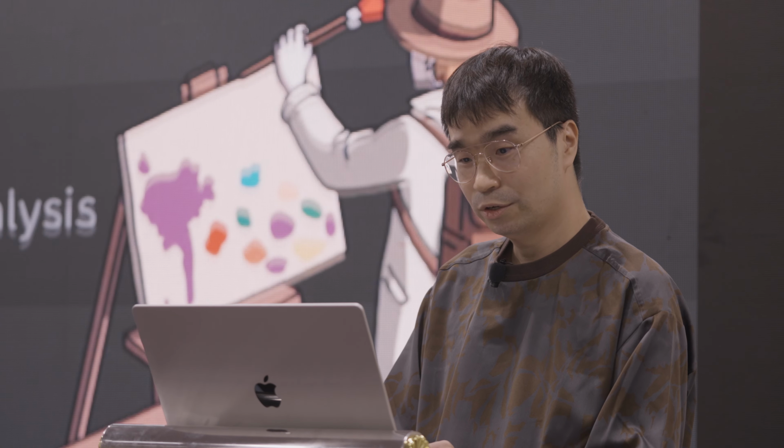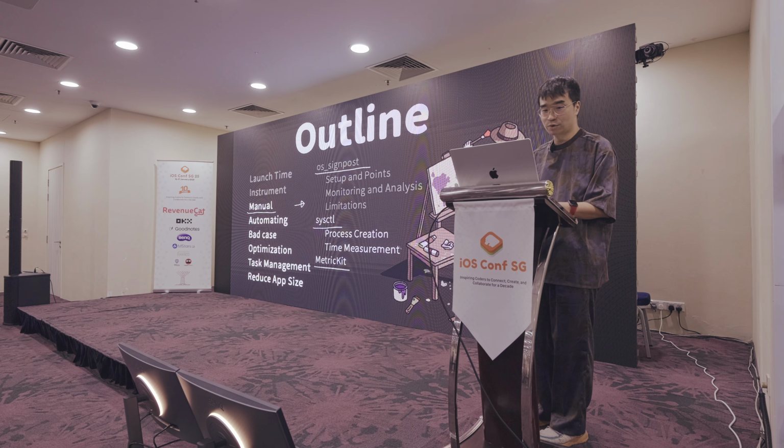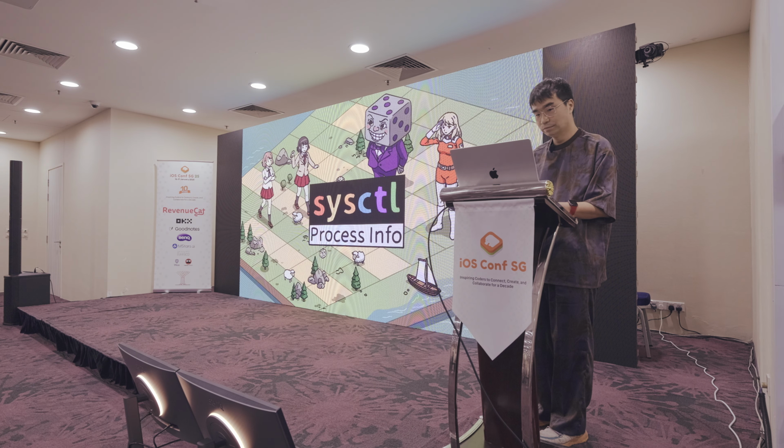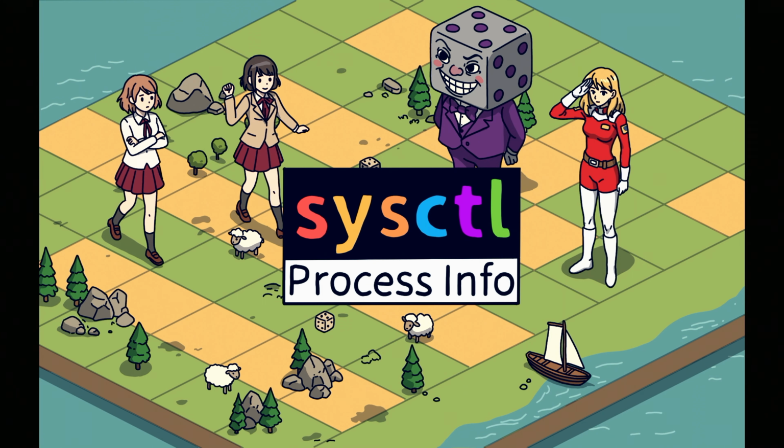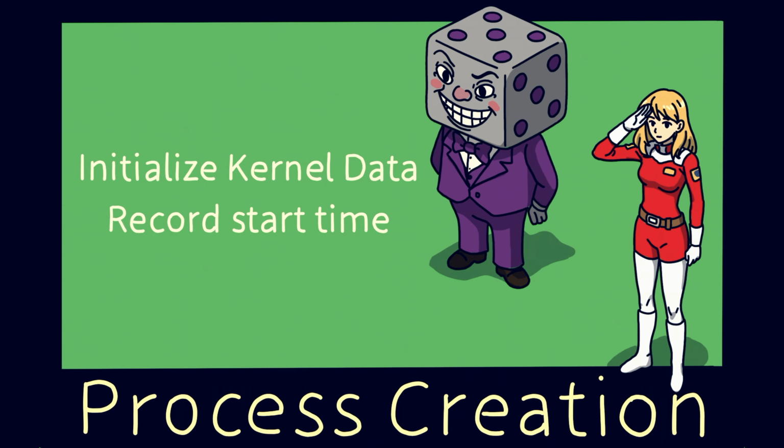How do we solve these limitations? To handle this, we can use the sysctl system interface to get pre-main timing. And with MetricKit, you can gather launch time data without relying on Instruments. Let's talk about sysctl. Sysctl provides an interface to fetch process information. When a process is created, it initializes kernel data and records the creation time. This is the start time of the process.